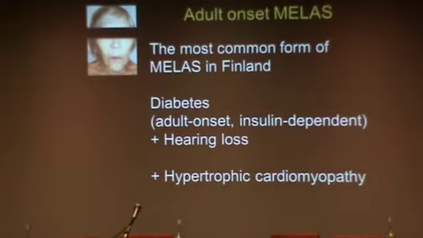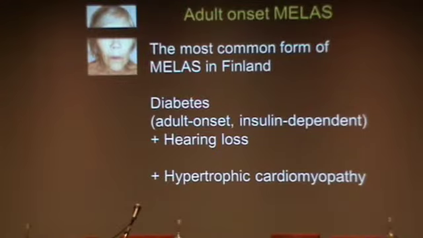This woman here was completely asymptomatic until 50 years of age. And then she developed diabetes and hearing loss, and the MELAS mutation was found. She actually has almost 90% mutant mitochondrial DNA, yet lived 50 years healthy.